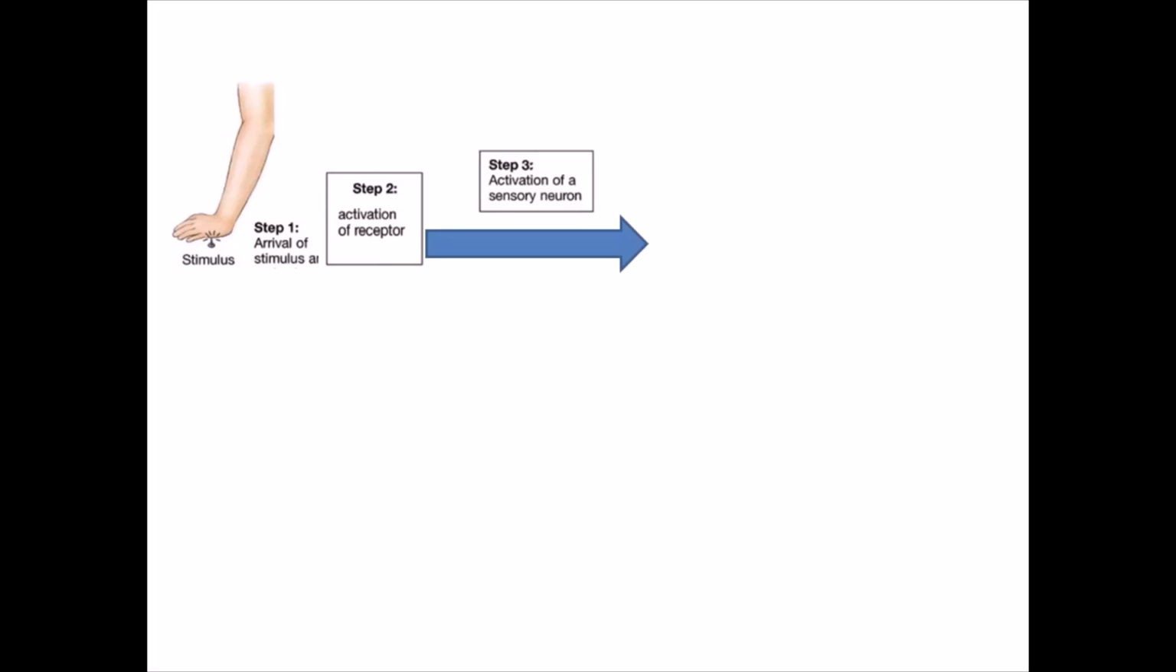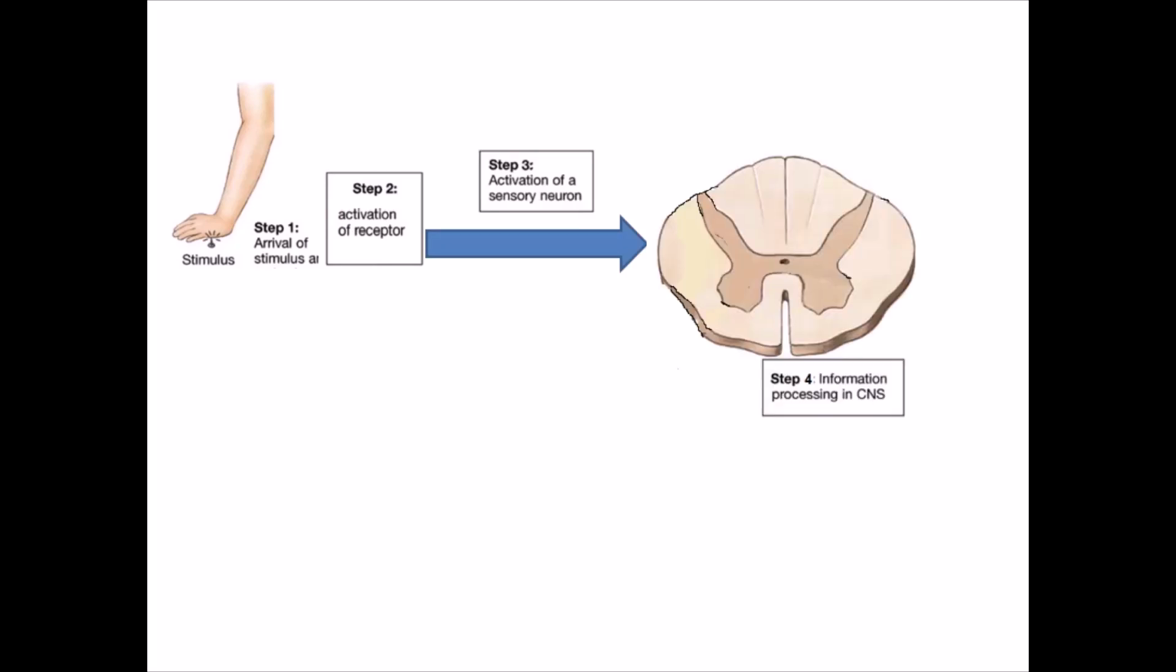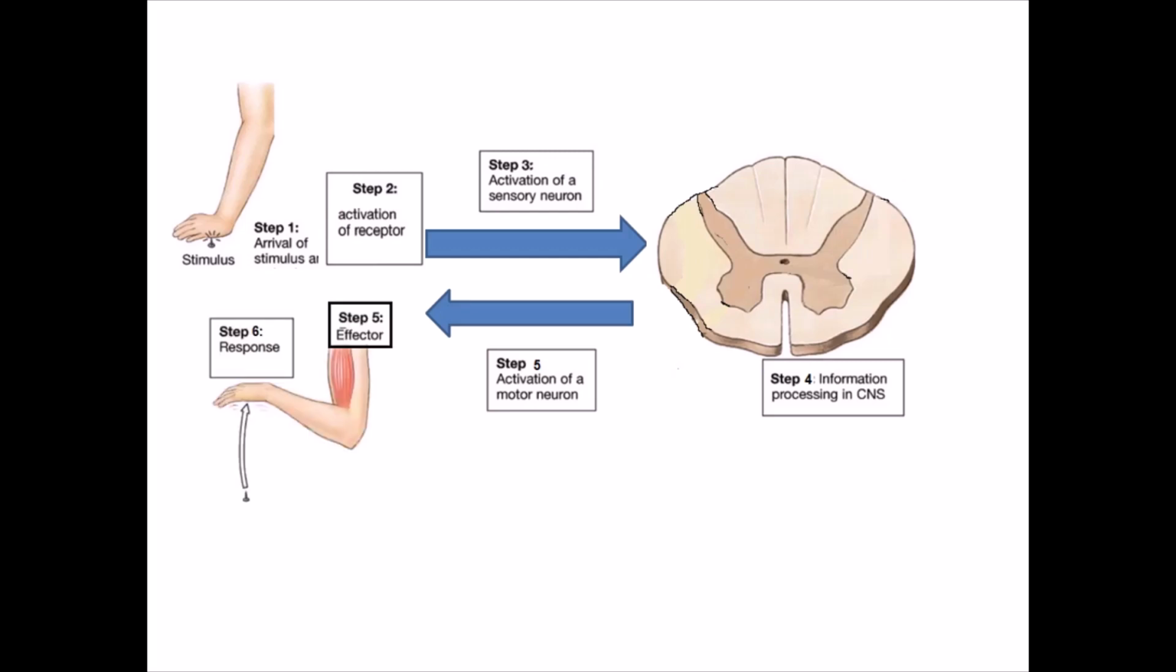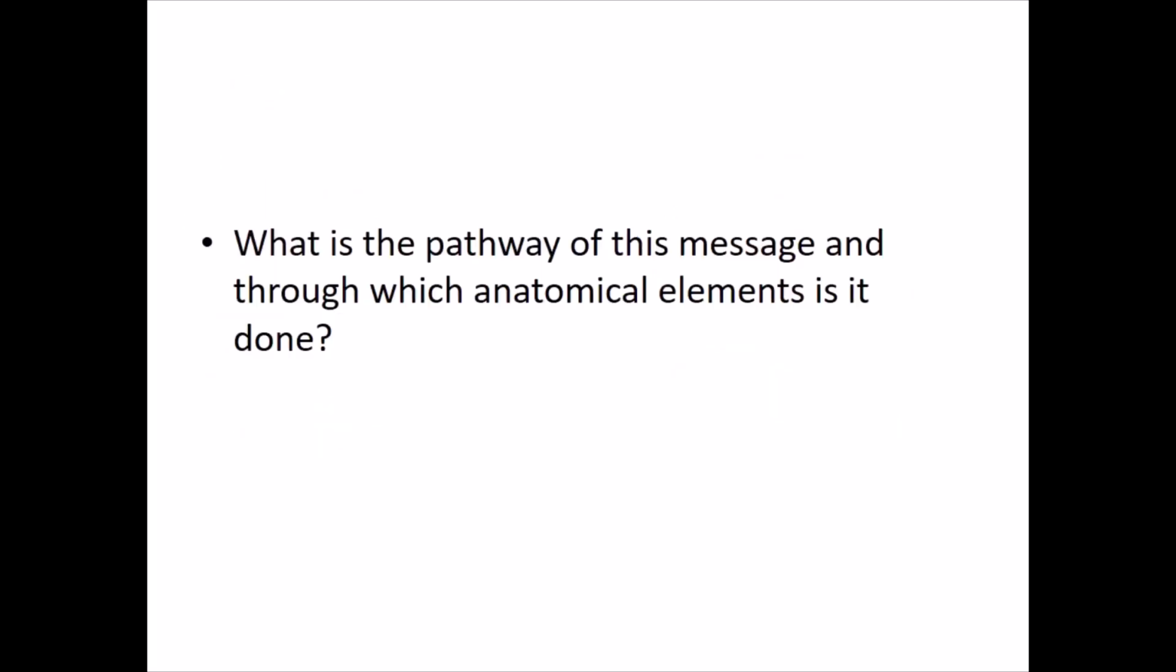Another way to look at it: here we have the stimulus being the pin when you prick your hand with it. So first of all, we have arrival of the stimulus and then activation of the receptor. So we send messages through sensory neurons. Then in step 4, it reaches the CNS, in this case the spinal cord, which processes the information. The spinal cord then gives out orders through motor neurons or efferent neurons, as we said, to reach the effector organ, which is the muscle in this case. And finally, we get the response, which is the retraction of the arm. So what is the pathway of this message, and through which anatomical elements is it done?